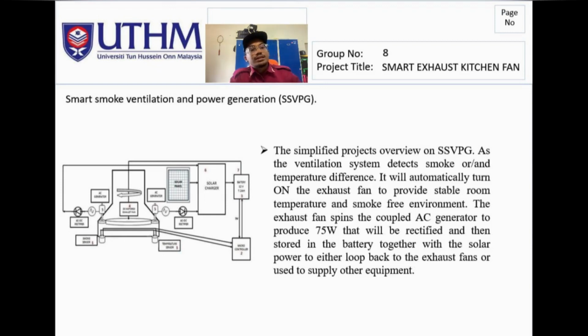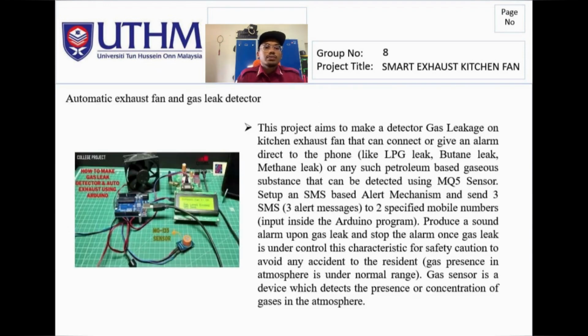Okay, as we can see in the picture, this is how the system will run. Okay, we go to the third. The third one is automatic exhaust fan and gas leak detector.